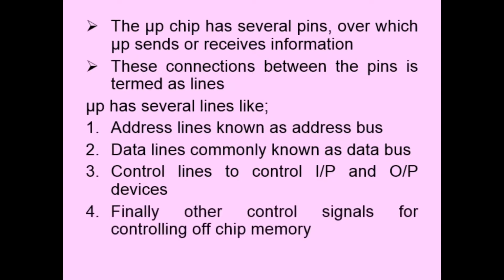And last, all other signals required for controlling the off-chip memory are again handled by the microprocessor. So we have four types of lines or buses: one for addressing, one for data communication, one for controlling, and a final one for doing all other things other than these three. So these are the lines of a microprocessor.